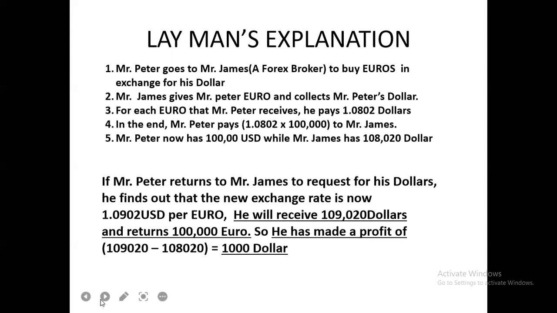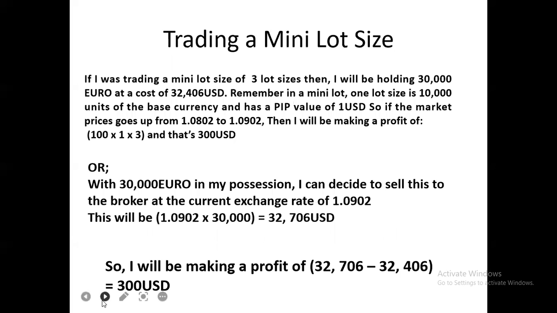That is taken. So we move now to trading in mini lot sizes. If I was trading a mini lot size of 3 lots, then I will be holding 30,000 euros at a cost of 32,406 US dollars. Remember, in a mini lot, one lot size is 10,000 units of the base currency and has a pip value of $1 US. So if the market price goes up from 1.0802 to 1.0902, then I will be making a profit of 100 times 1 times 3.